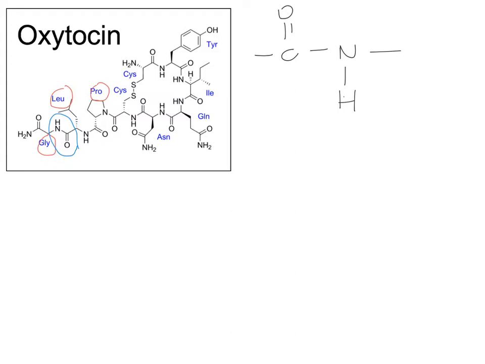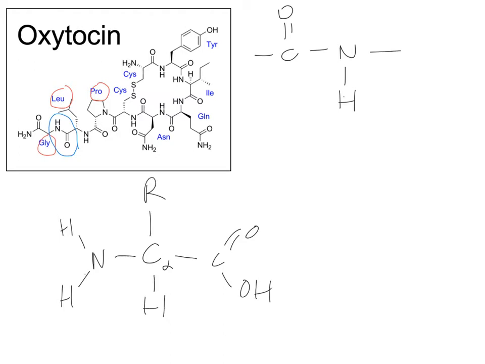So how did we get there? Well, let's start off with one amino acid. So we've got our C alpha carbon in the middle. That is linked to an NH2 group. So that's our amino group. We've then got C to a carboxylic acid group. So C double bond O and an OH. We've got a variable R group, and that's different for each amino acid. And then we've got a hydrogen.